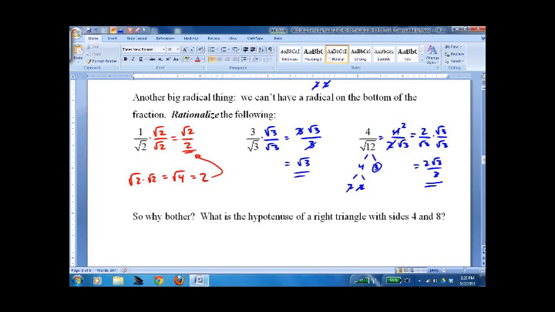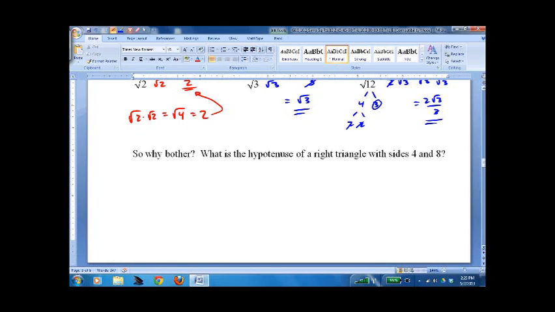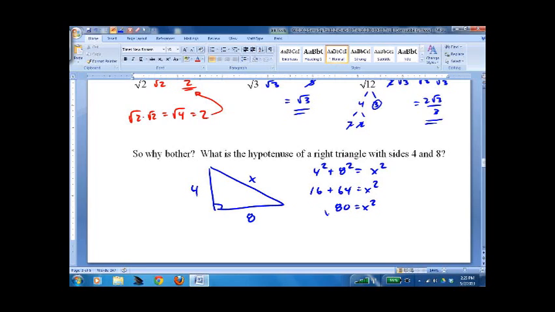So why bother? I mean, where's this tie in with geometry? It just seems like it's kind of plucked out of thin air. Well, let's say you have a right triangle, and the sides are 4 and 8. I want to know what the hypotenuse is. Well, we Pythagorean it out. And we get root 80.